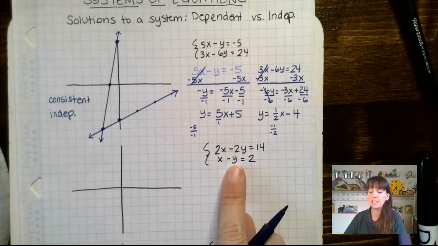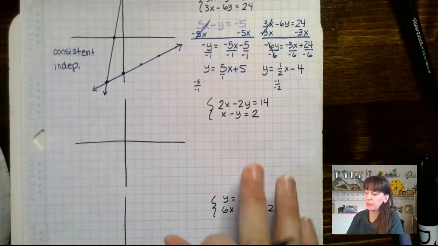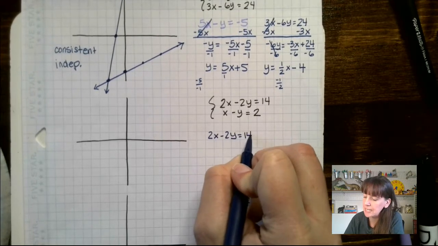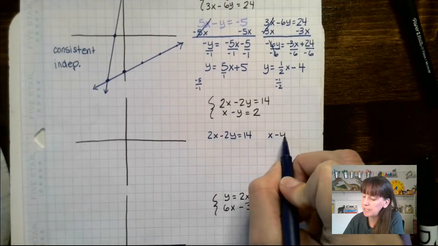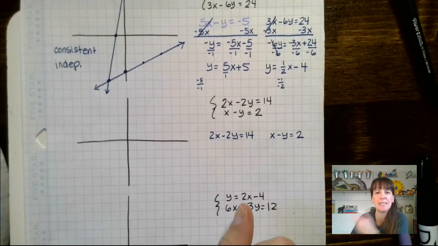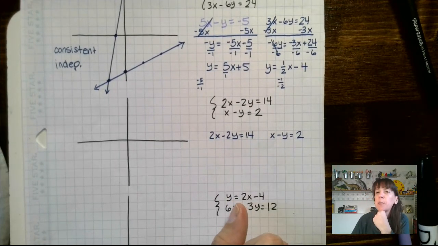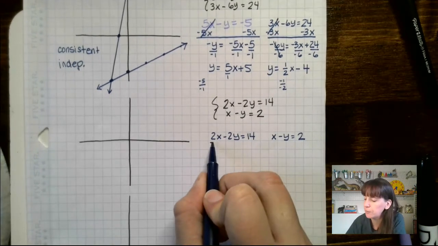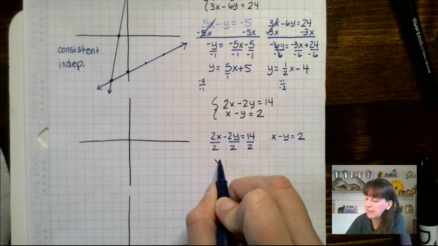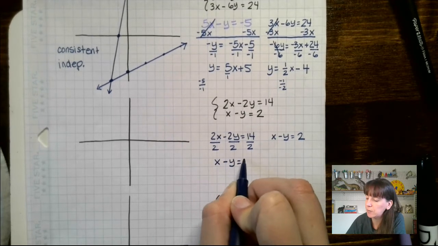All right, let's graph this next one together. You'll see that for the first one, we have 2x minus 2y equals 14. And then our other one is x minus y equals 2. Well, straight away, I look at this first one and I see, you know what? Everything there is divisible by 2. Let's go ahead and just divide everything by 2. All right. When we do that, we get x minus y equals 7.